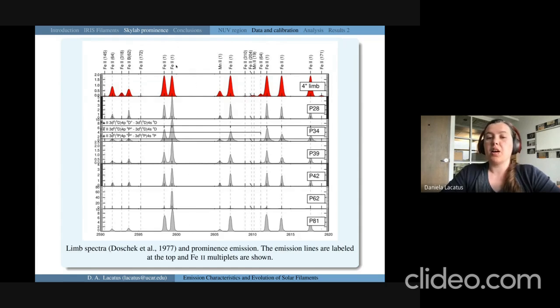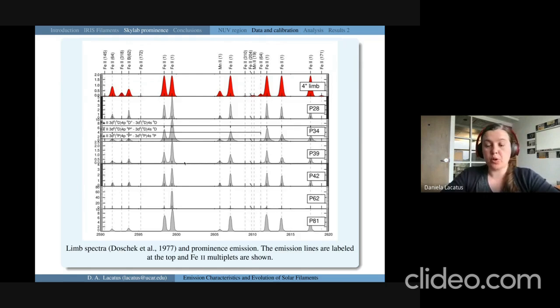As you can see, while in the limb spectra the iron-2 lines are in their optically thin ratio of 1 to 1, when going to the prominence the ratio is no longer true, and this is indicative of varying optical thickness from one prominence to the other, and maybe within the prominence itself. As I said, the spectra characterize one single point within the prominence, so we are taking this as some average properties of that observed prominence.